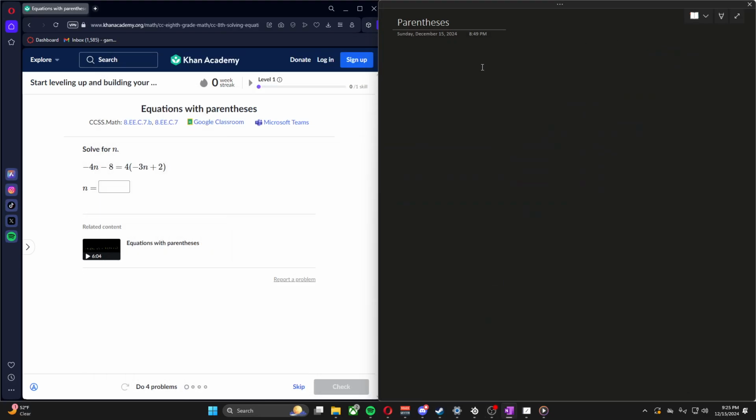All right, today we'll be doing equations with parentheses. Now, first thing we should probably address is what is a parentheses? Well, a parentheses basically means whatever's inside this little area right here, you do first. So say we had 5 plus 6 plus parentheses 7 plus 3.